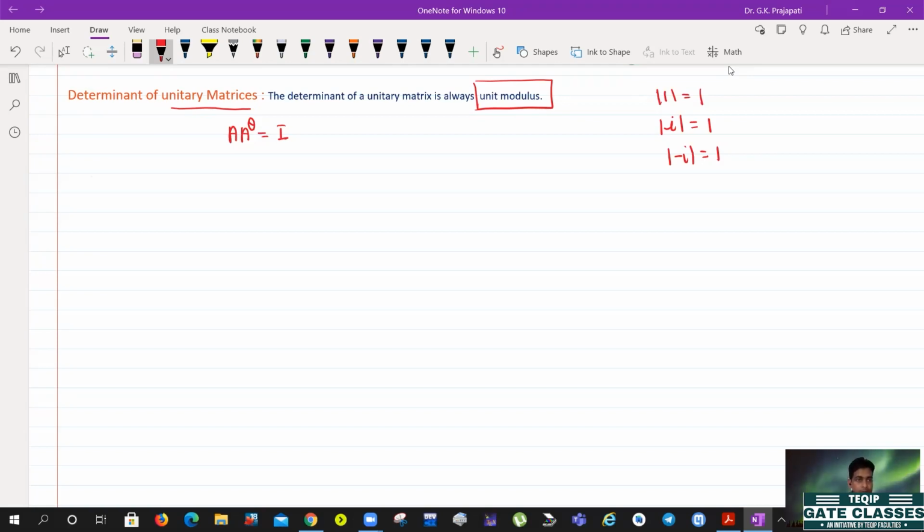For example, we take a 2 cross 2 unitary matrix: i, 0, 0 and i. This is a unitary matrix. Now what will be its determinant? Its determinant will be i square minus 0, this means minus 1, which has unit modulus equal to 1.